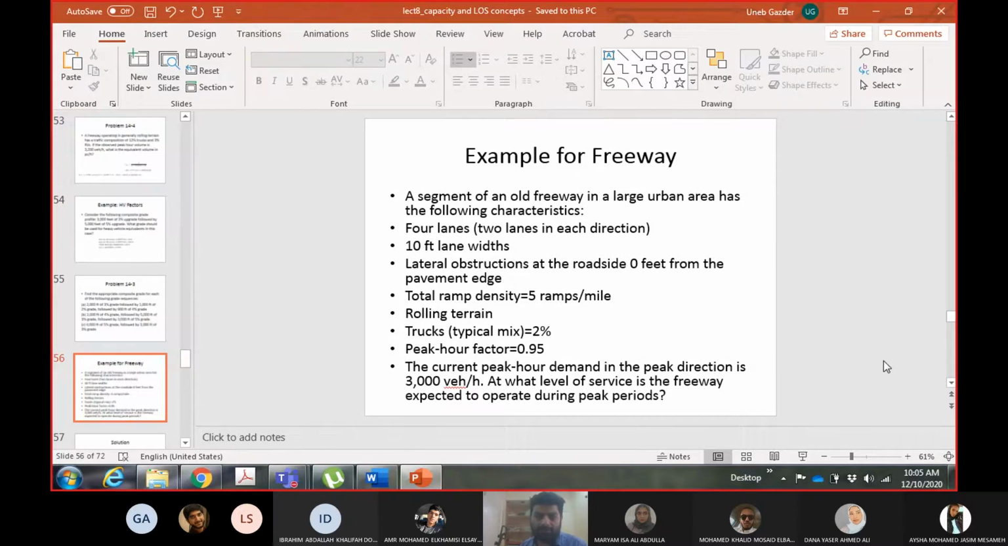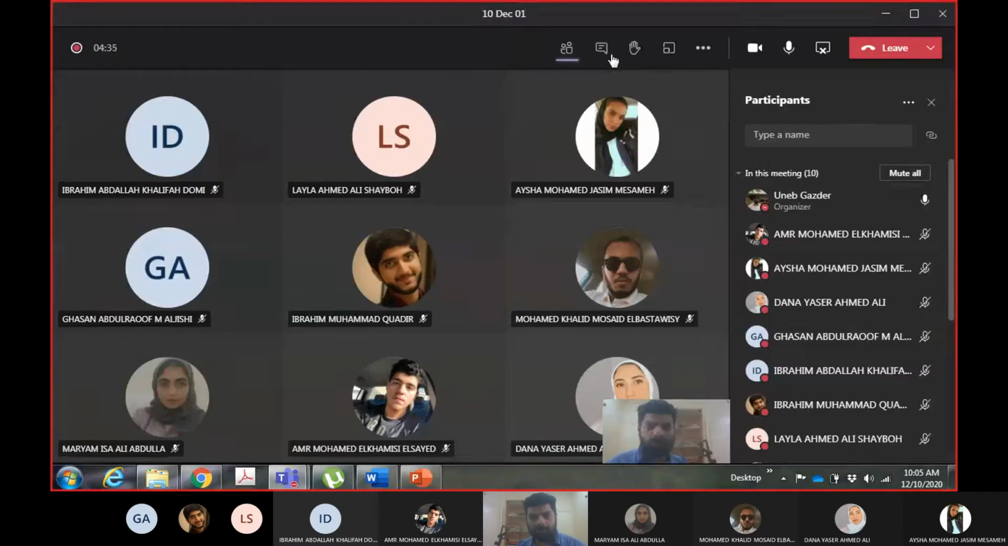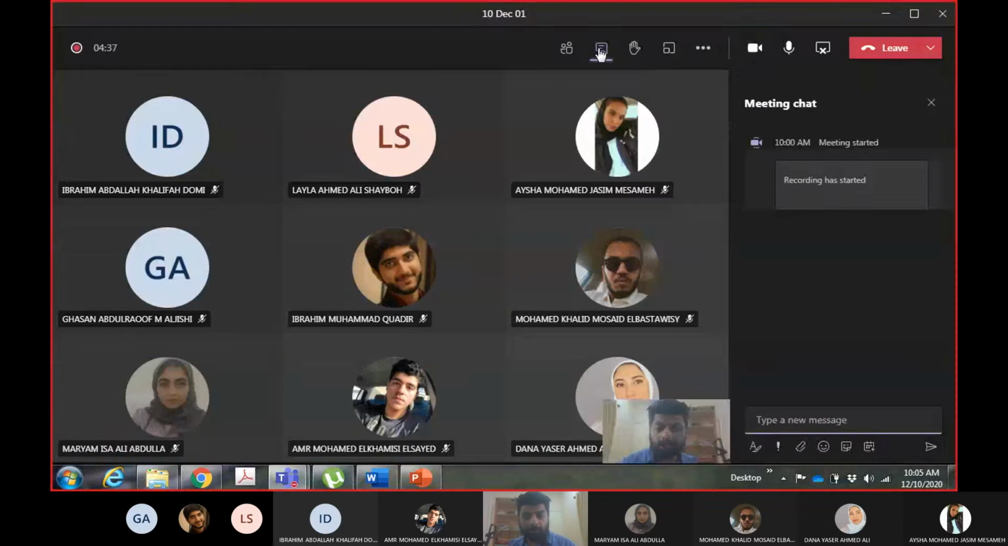Whenever you have this example, first of all, look for the free flow speed. Free flow speed is not given, so we will find out the free flow speed first. Now keep your calculators in hand. I'll try to cover it today, so that we are done with this chapter.